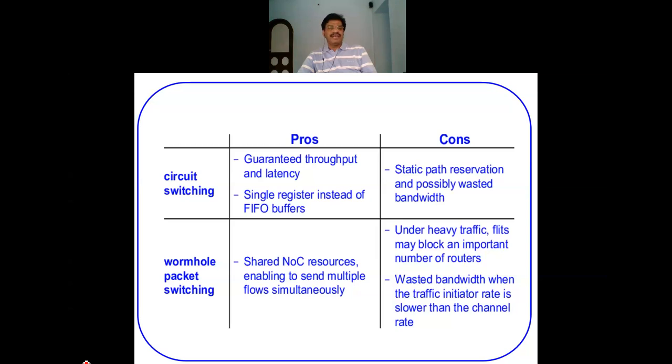But one of the drawbacks associated with packet switching is that bandwidth is wasted when the traffic rate is lower than the channel rate. Even if the channel is providing the maximum bandwidth and we are sending a smaller amount of data, there is wastage of the bandwidth supported by the communication media. That's one of the drawbacks for the packet switched network.